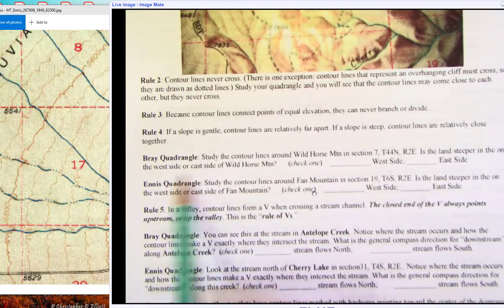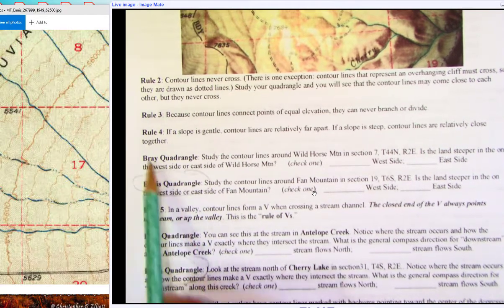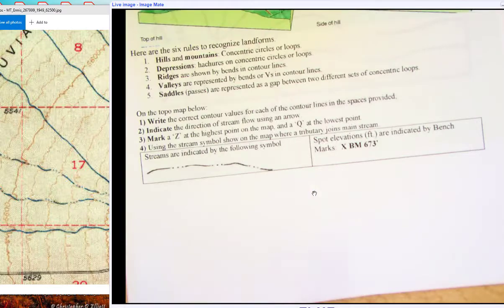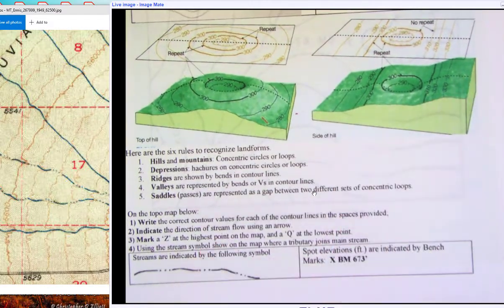Remember, only do the NS quadrangle questions here, right? Don't worry about the Bray quadrangle ones. So you should be able to work through that one there. I talked about depression contours.